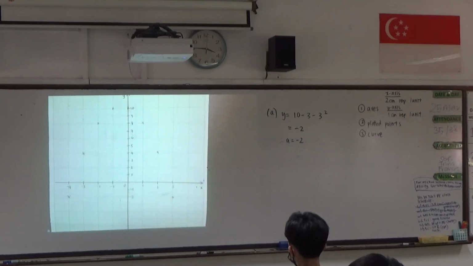Now, how to use a curve ruler? Stop swinging your curve ruler. These are expensive things. Don't waste your parents' money. Good. Alright, now, pay attention.